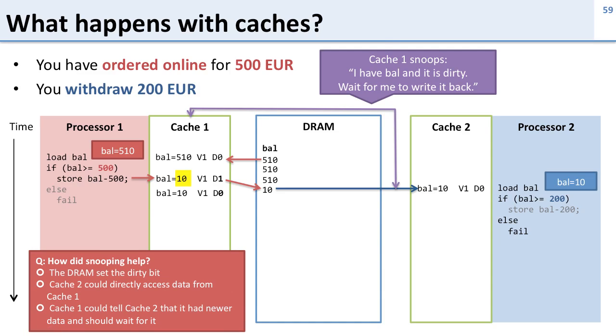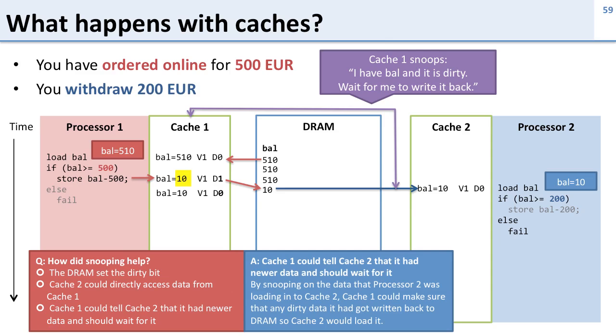So how did snooping help in this case? Well, snooping allowed cache 1 to tell cache 2 that it had newer data and make it wait for it. By snooping on the data that cache 2 was using, cache 1 could tell that it had to update the data in the DRAM, so cache 2 got the right data.